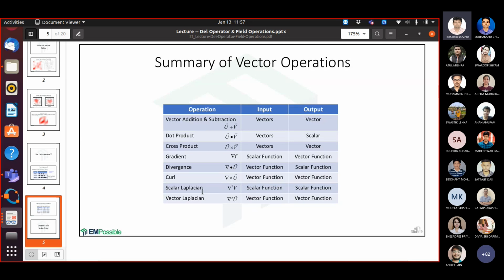Another operator is called the Laplacian. There are two Laplacians: the scalar Laplacian and the vector Laplacian. If you take the scalar Laplacian of a scalar field, the output is a scalar field itself. And if you take the vector Laplacian over a vector field, that leads to another vector field.